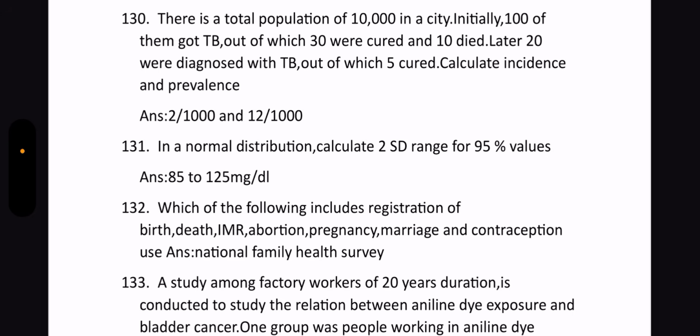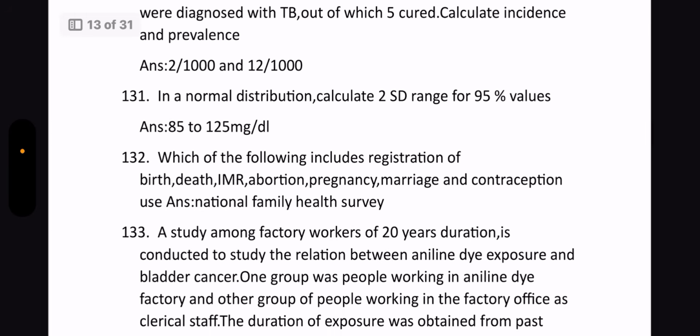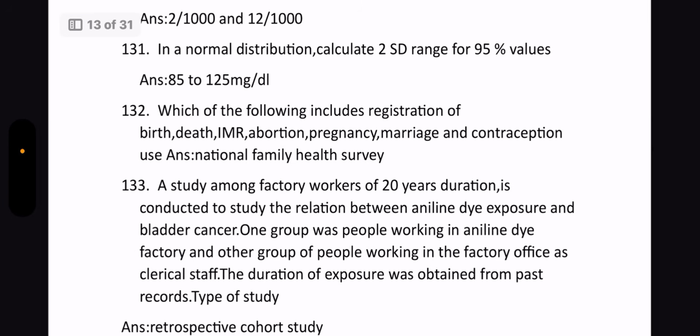100 of them got TB, out of which 30 cured and 10 died. Later, 20 were diagnosed with TB, out of which 5 cured. Incidence and prevalence are 2 by 1000 and 12 by 1000 respectively. Next, in normal distribution, calculate 2 standard deviation range for 95% values, 85 to 125.